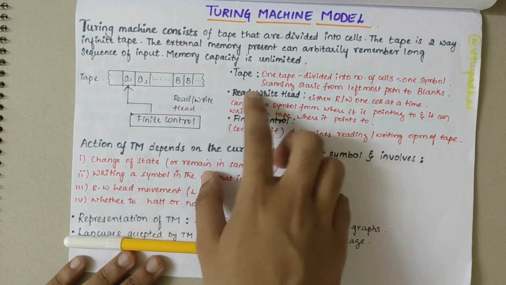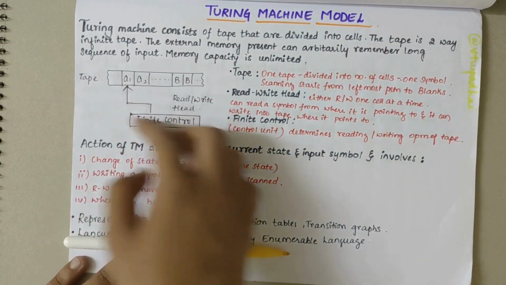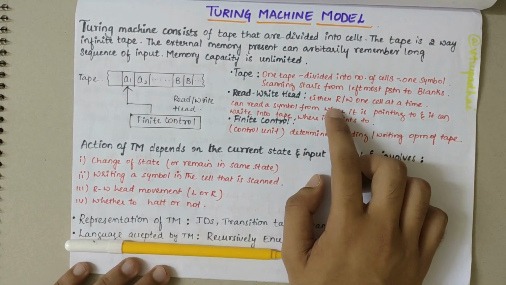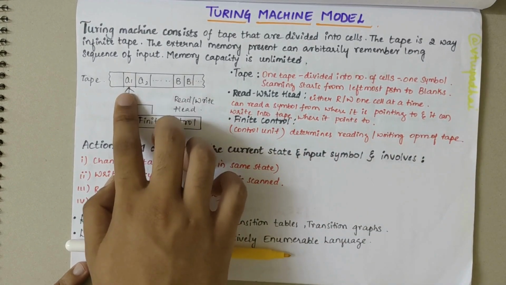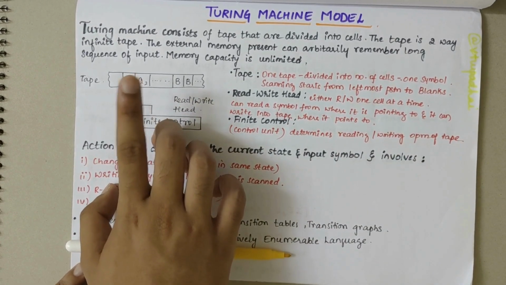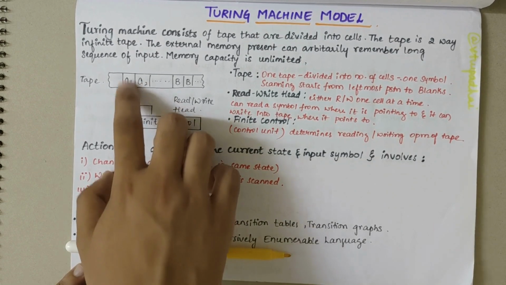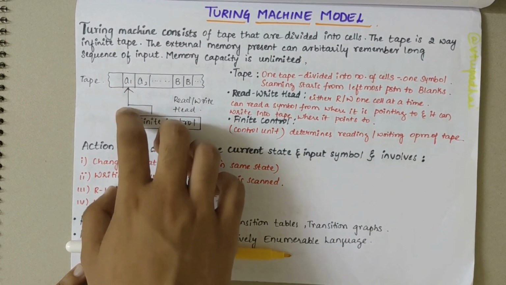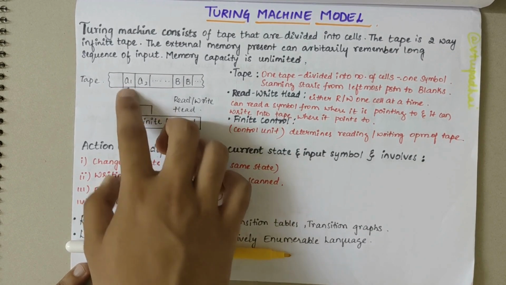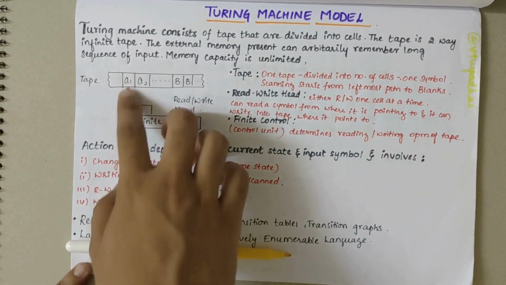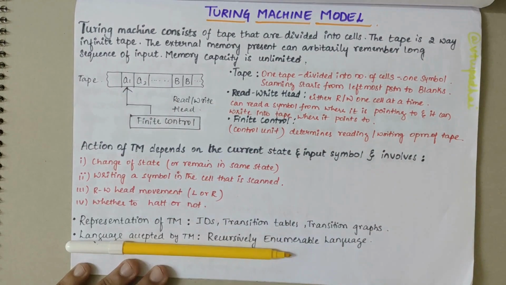Coming to the read-write control here, this arm can perform either the read operation or the write operation on one cell at a time. It can read a symbol from where it is pointing to, and it can write into the tape where it is pointing. So it can read this or it can write in this particular position.